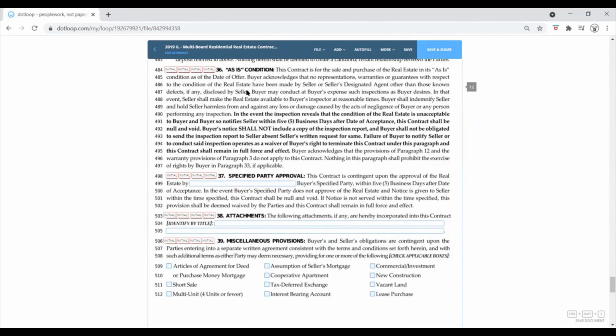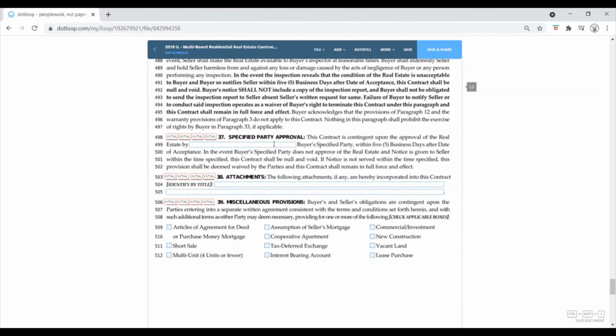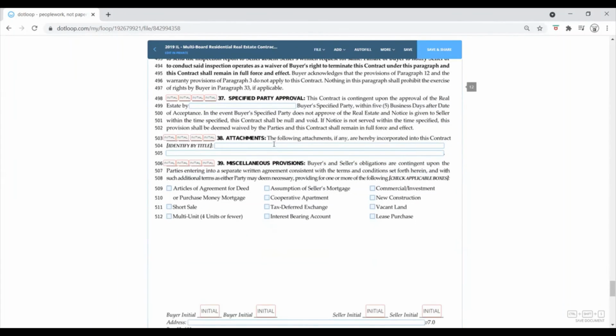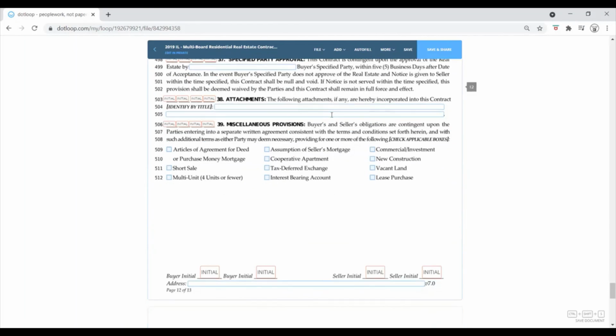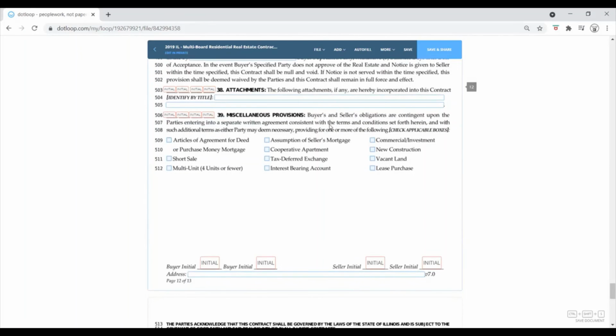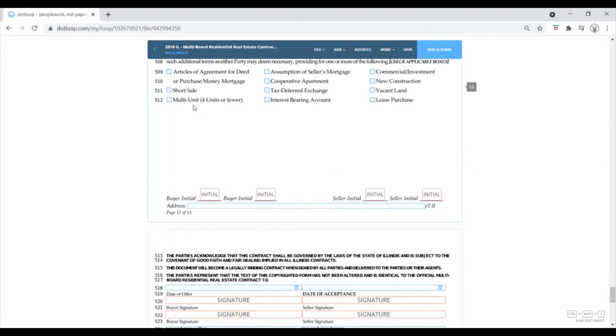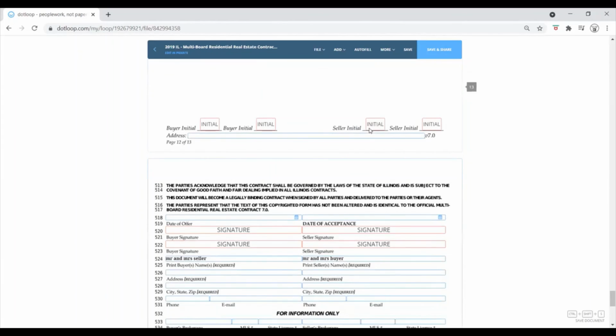As is condition. Okay, makes sense. If it's as is, go ahead and mark it. Specified party approval. So that could be maybe there's an LLC and there's someone specific that has to sign rather than just anyone on the LLC. Okay, so they should let you know that. Miscellaneous provision, so if it's a short sale, if it's a 4-unit or fewer multi-unit, tax deferred exchange, vacant land, new construction, things of that nature.